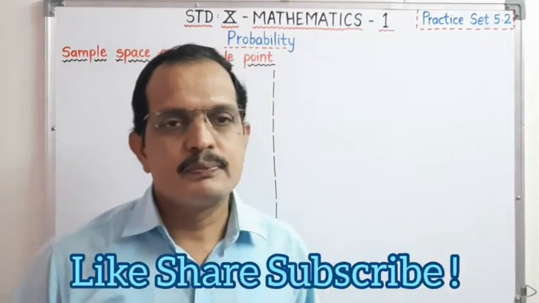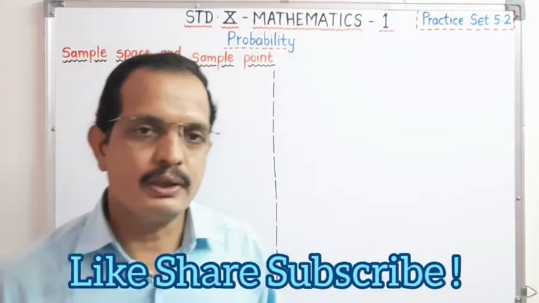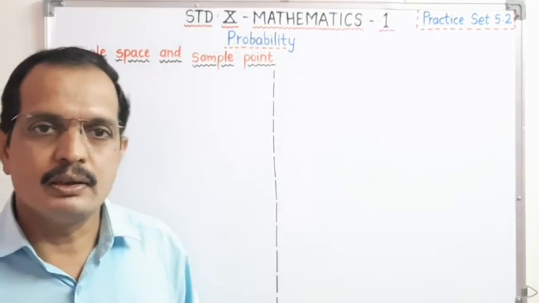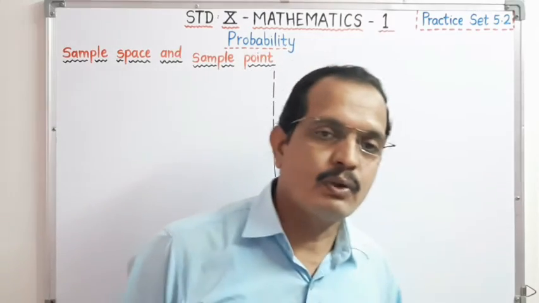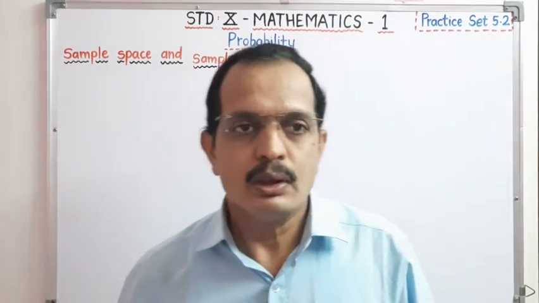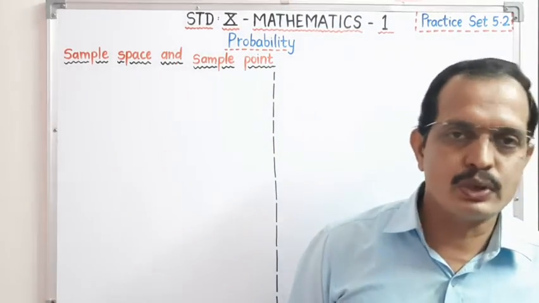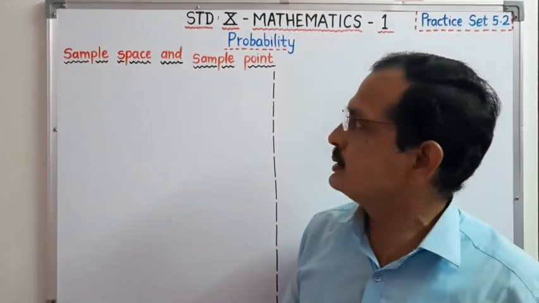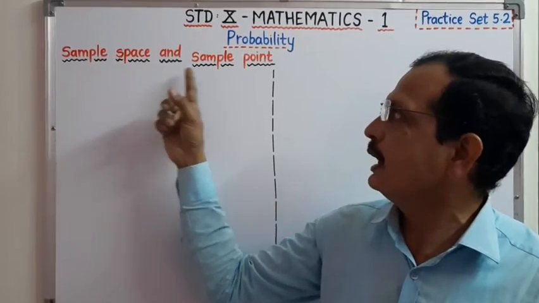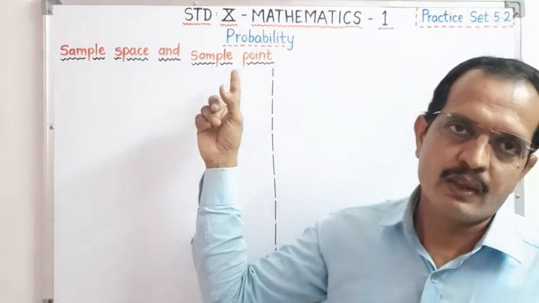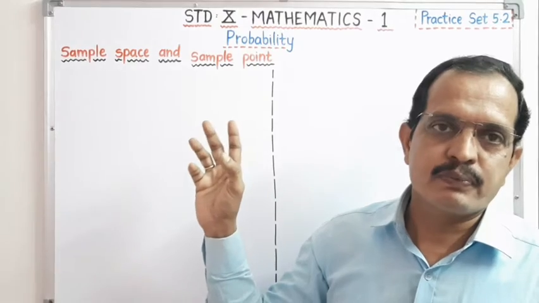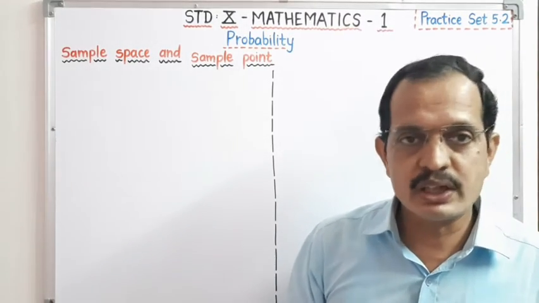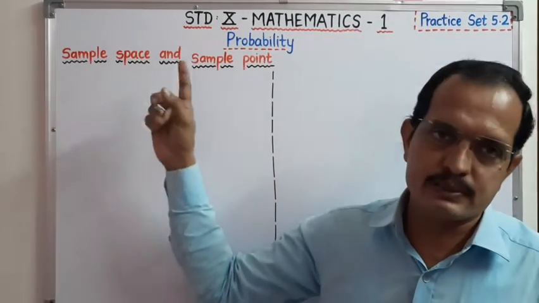Welcome dear students. In the last lecture we completed what is probability, then what is a random experiment and what are the outcomes, and how to write the outcomes. That we have already learned. Dear student, today our topic is sample space and sample point. It is very easy. If you understand what outcomes are, then it is very easy to write the sample space.